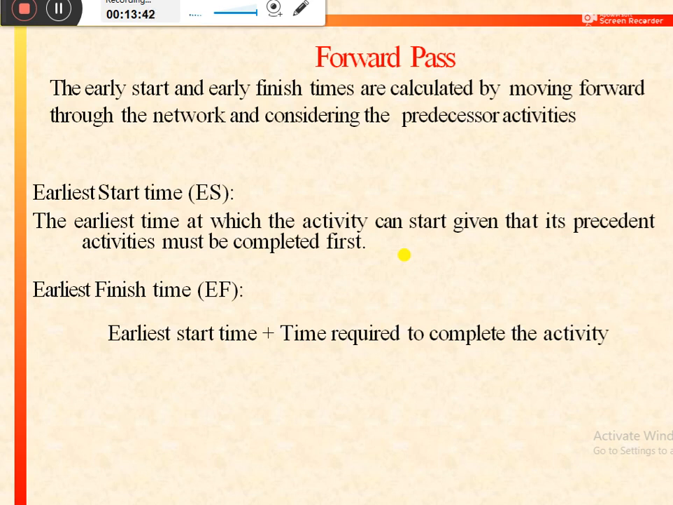The earliest finish time can be calculated by using this formula: earliest start time plus time required to complete the activity. So by using the forward pass, we can calculate the earliest start time and earliest finish time of the activities. And remember, in the forward pass we calculate the ES and EF values by considering the predecessor activities or the former activities.